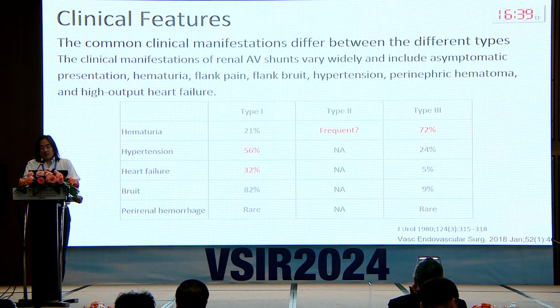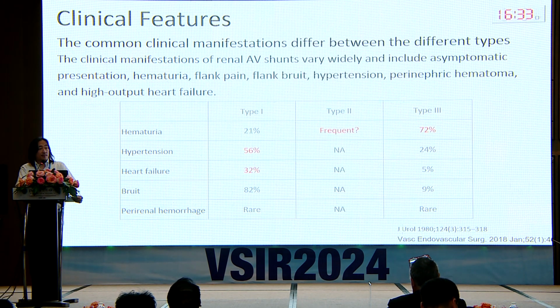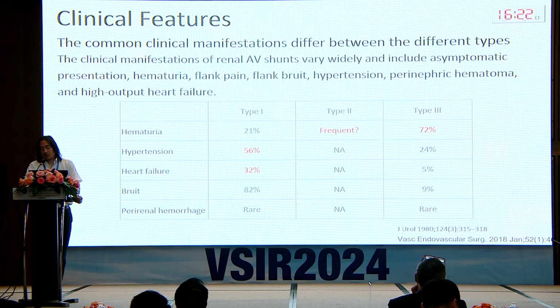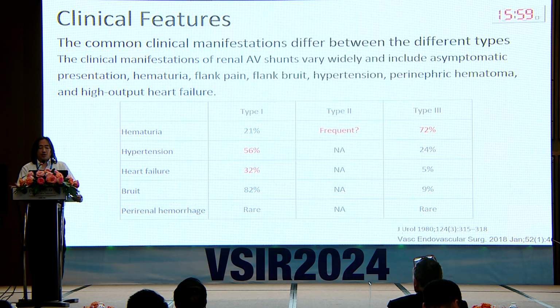So these are the clinical features of renal AVM. The common clinical manifestations differ between the different types. For example, in type 1, hypertension and heart failure are frequent. On the other hand, in type 3, hematuria is the most frequent clinical feature. In type 2, we don't have so much information. However, based on some papers, hematuria is also frequent. Why is hematuria so frequent in type 3? Because the abnormal fine vessels lie just beneath the urothelium, so this results in hematuria.